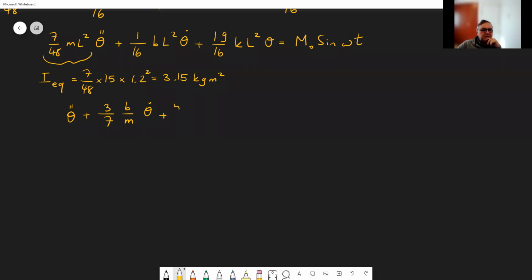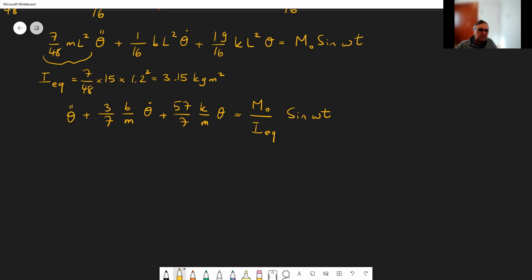Oh, it is 57 over 7. K over M theta dot. Sorry, theta equals M0 over I equivalent sine omega t. So this is our equation of motion. We will use this in order to find our solution.